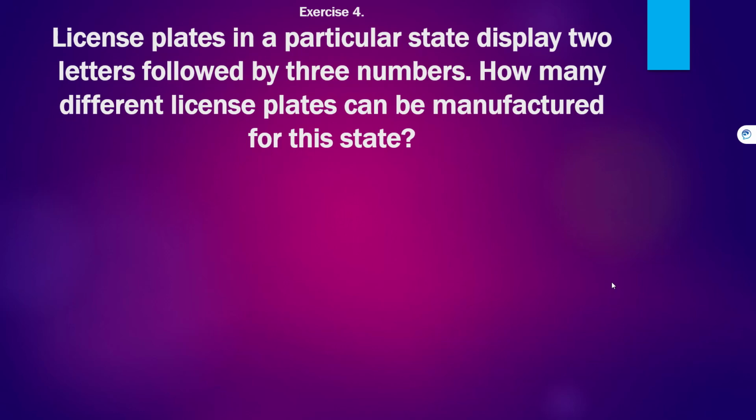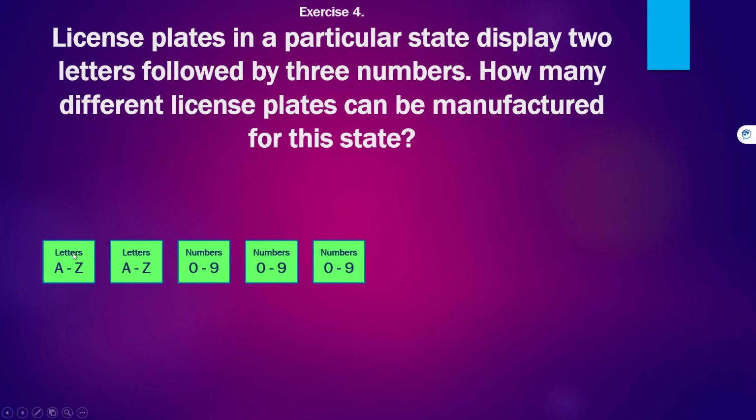All right, exercise 4 is a license plate. It says a license plate in a particular state displays 2 letters followed by 3 numbers. How many different license plates can be manufactured for this state? So we have 2 letters and then 3 numbers. So we have the letters A through Z for possible options for the first and second box, and then we have the numbers 0 through 9. We're only looking at those because it's just one digit. We can't do 10 because that wouldn't fit in the one digit. So it'll only be the numbers 0 through 9.